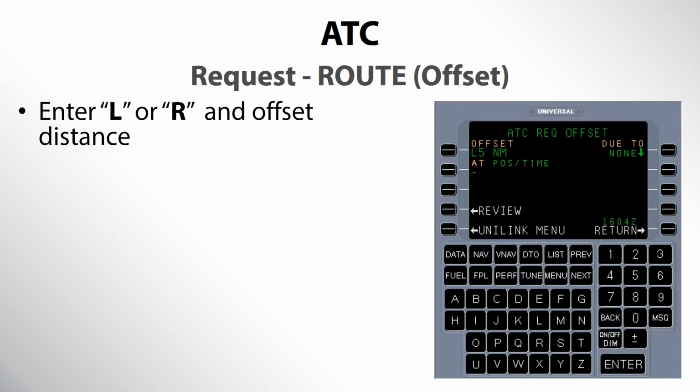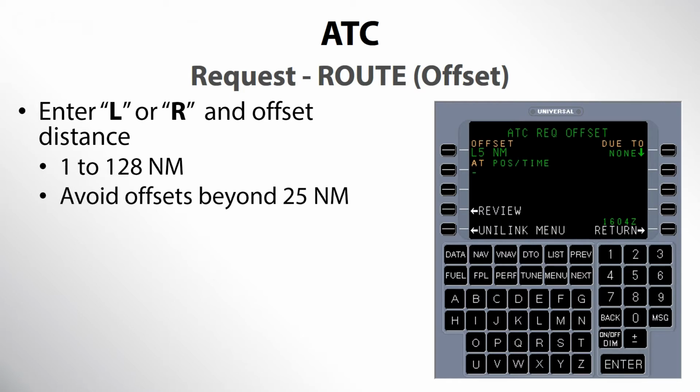Offset distances must be between 1 and 128 nautical miles. The Universal Avionics FMS has a maximum offset of 99.9 nautical miles. It is recommended that offsets beyond 25 nautical miles of the original route be avoided. Greater offsets may cause ETAs in the ATSC reports to exceed the 3-minute error tolerance requirement.